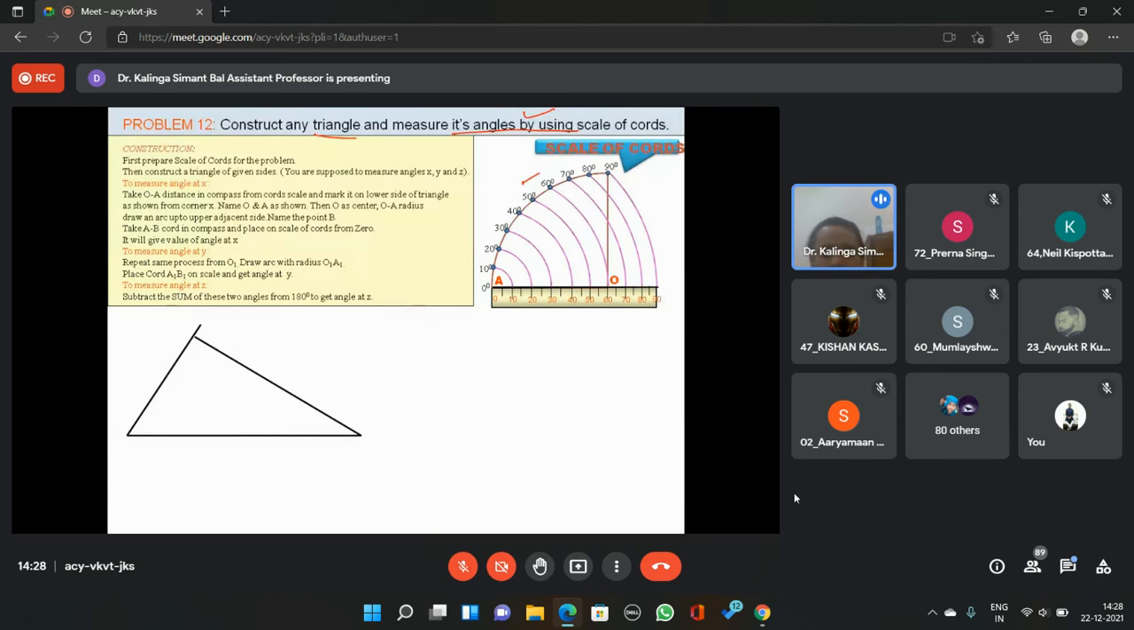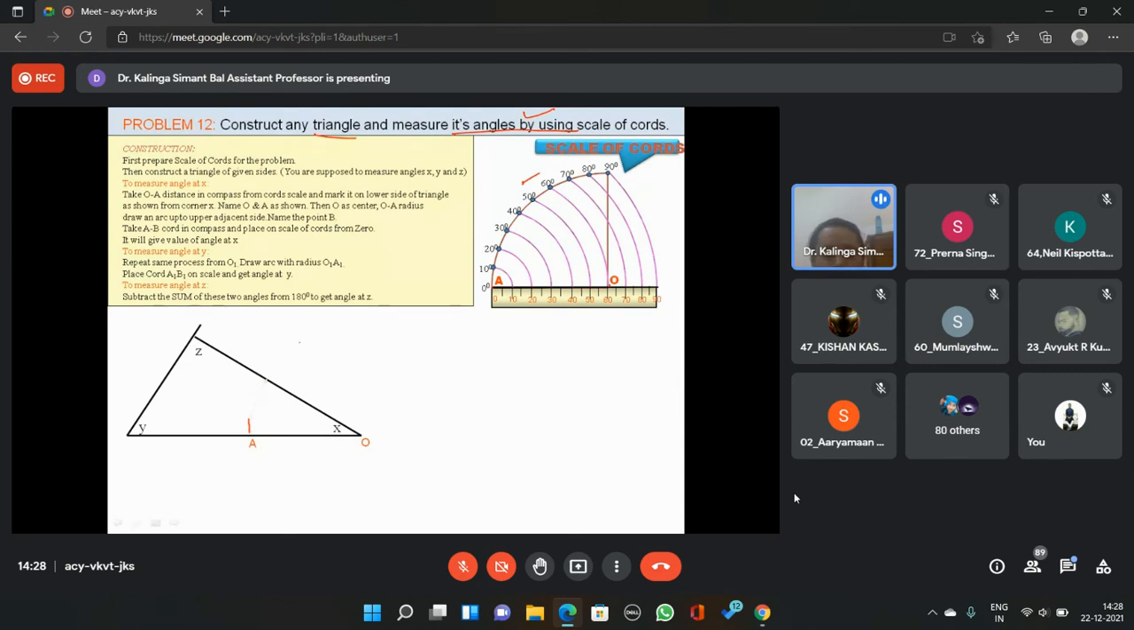Now, taking OA as the distance, as a chord scale, we mark on the lower triangle the three corner angles X, Y, Z that we have to measure. We take O and then A, the same distance that we have here. We measure it with the compass and draw an arc. This is the arc that we have drawn here.